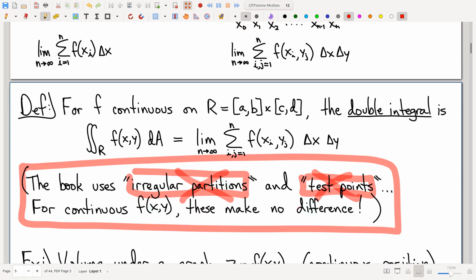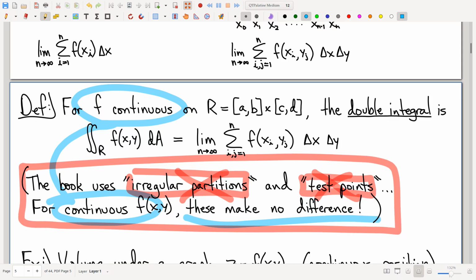Really, really good stuff. But for our purposes, we're only looking at continuous functions. When you're looking at continuous integrands, none of that makes any difference. And since we're mostly here for the answers, right, we're interested in computing stuff so we can build stuff. We're not going to worry about all of that irregular partitions business. Is that cool?